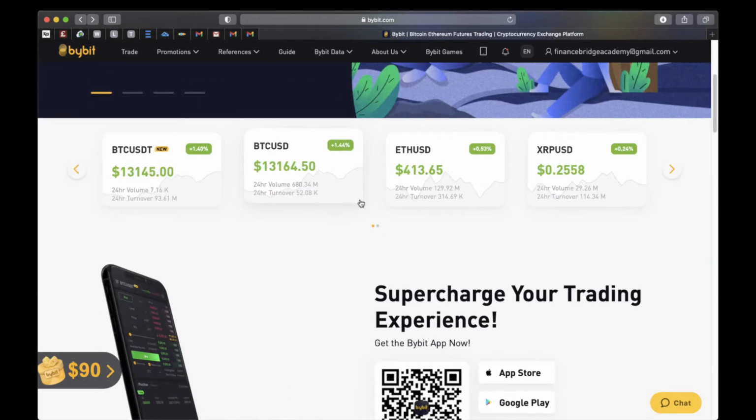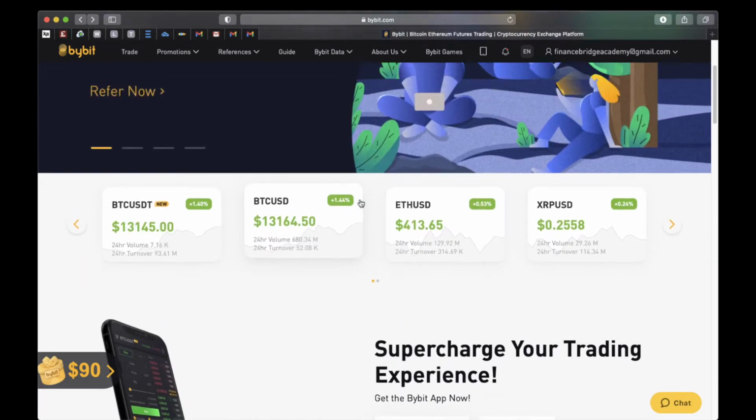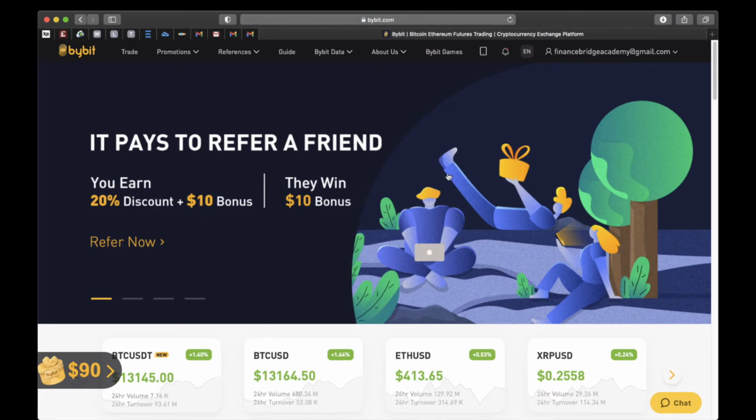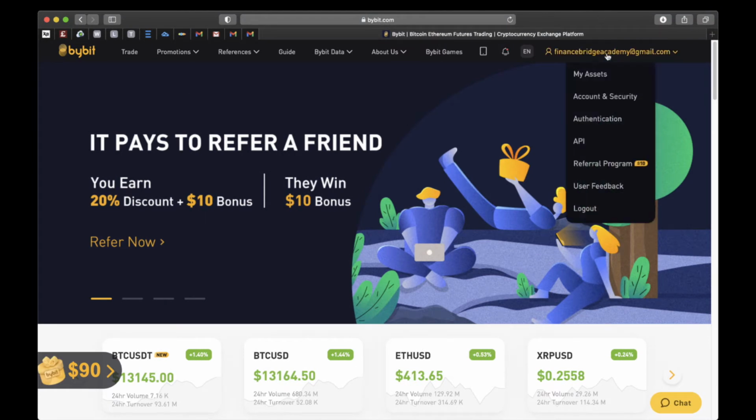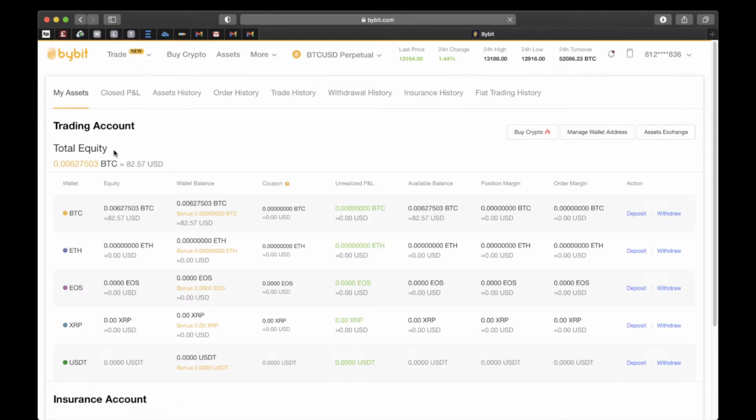This is where you want to be trading margin, right? For my profile, this is my profile, Finance Bridge Academy. So I'm going to click on asset. These are all the assets I have. They have just 5 coins in this exchange. We have BTC, ETH, EOS, XRP, and USDT.